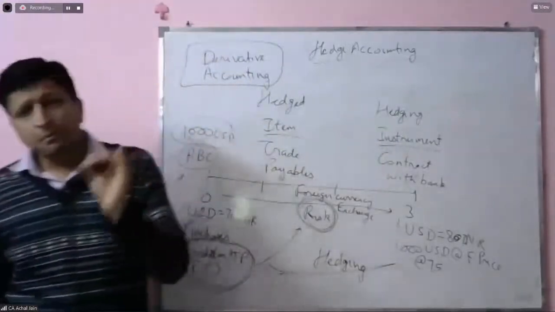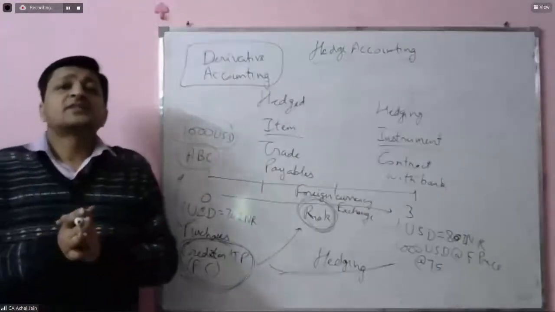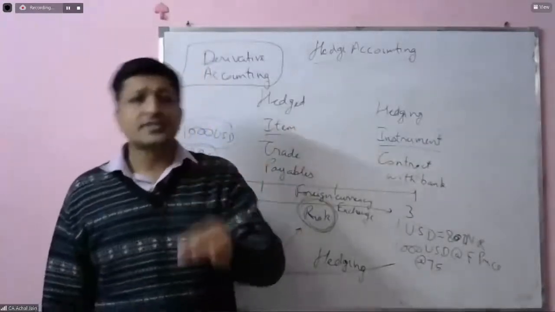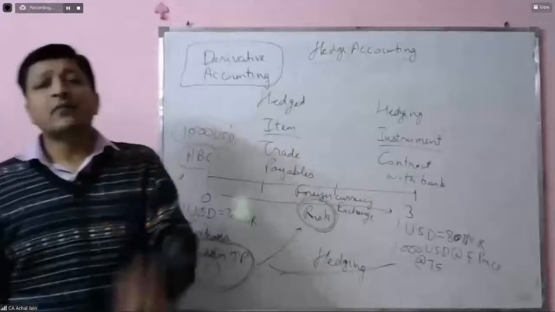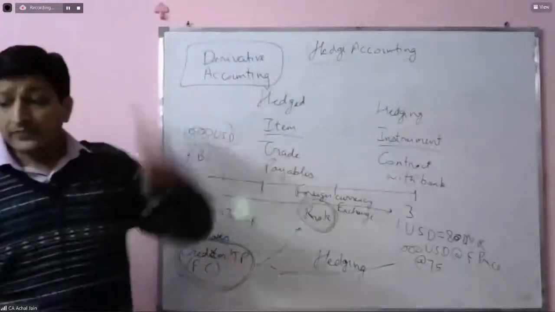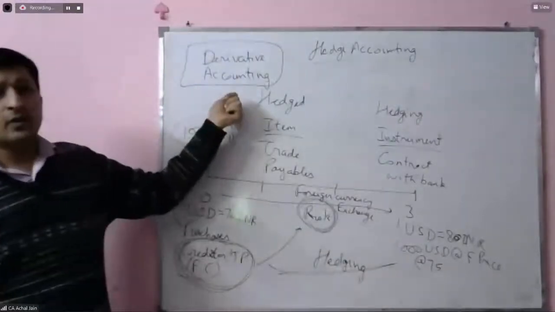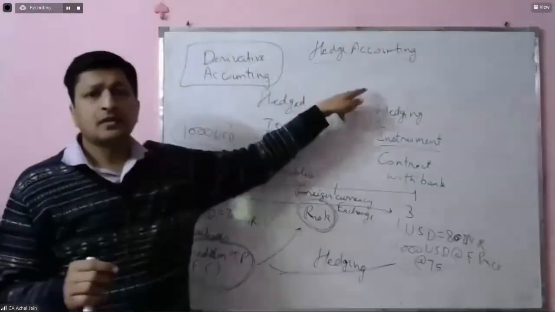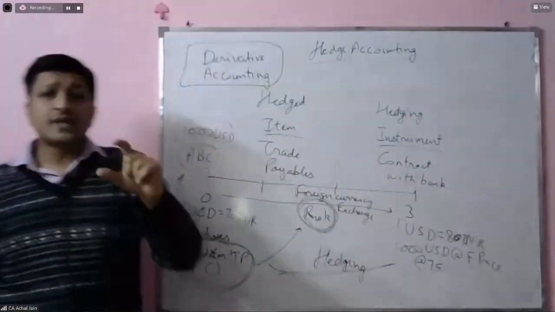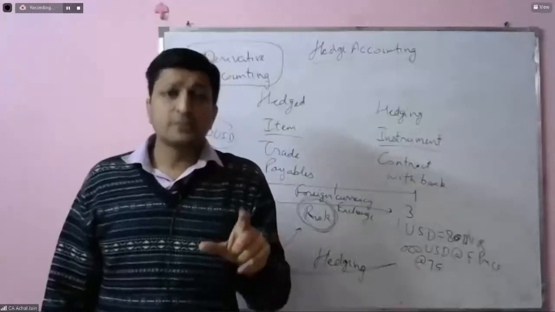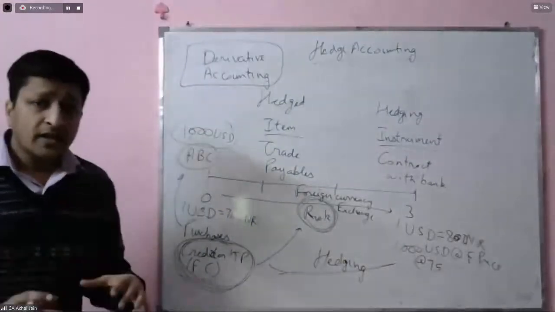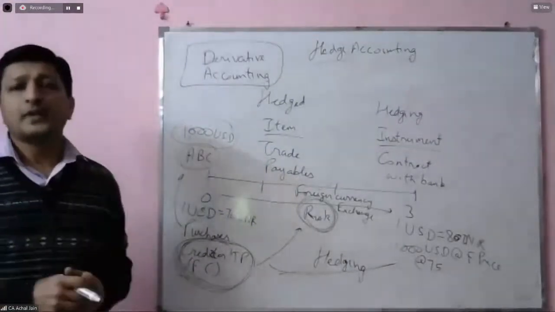Now, it's important for you to remember that it's a policy choice. Policy choice means the company will have to have an accounting policy on what it wants to follow. Do they want to follow derivative accounting or hedge accounting? If they say they will follow derivative accounting, they cannot follow hedge accounting. And if they say they will follow hedge accounting, then they cannot follow derivative accounting. So that means it's mutually exclusive. Okay? But this accounting policy decision will have to be made by the company. It's a choice.